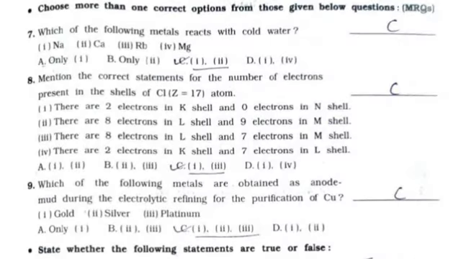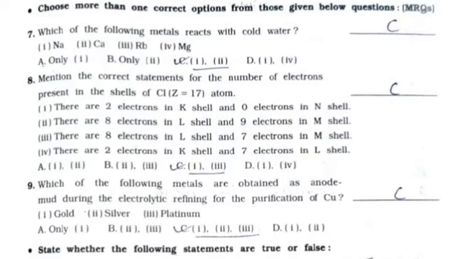Seventh, which of the following metals reacts with cold water? It's option number C. First and second, that is Na and Ca. Eighth, mention the correct statements for the number of electrons present in the shells of Cl, Z equals 17 atom.